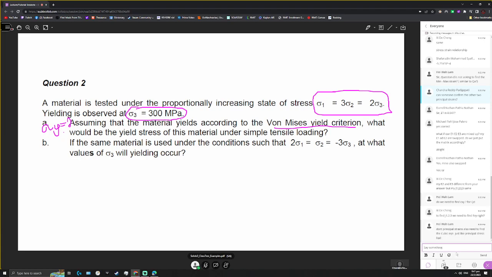Okay, so the second part of the question is if the same material is used under conditions such that, so here the conditions are changed, but it is the same material. That means you can use the yield stress from part A, then you calculate sigma 3. Again, these questions may be asked to use both the von Mises criterion and also the Tresca-Yale criterion. Online. So first, I clear these annotations, then start. Calculate what is sigma 1 and what is sigma 2, given sigma 3 is 300 megapascals.